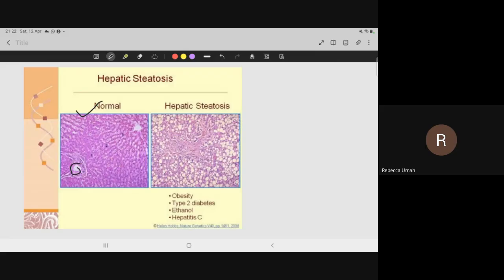You have the bile duct, and you have the hepatic artery and so on. So you have this combination of three things: artery, vein, and bile duct. And in the center you have the central vein, which again empties into the IVC. So this is your normal liver parenchyma.